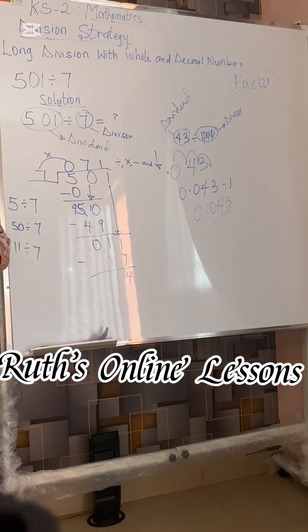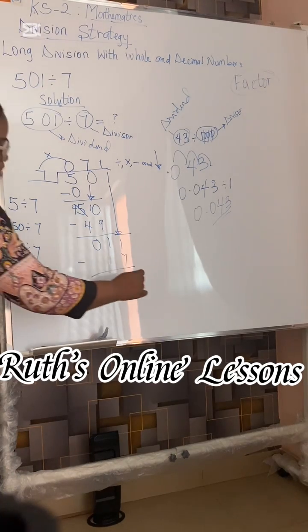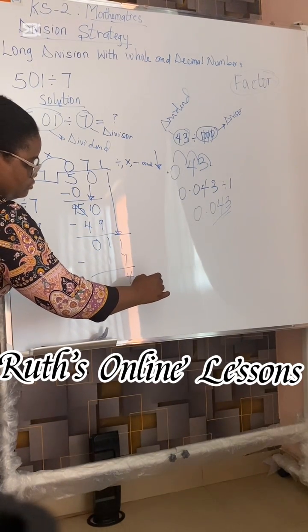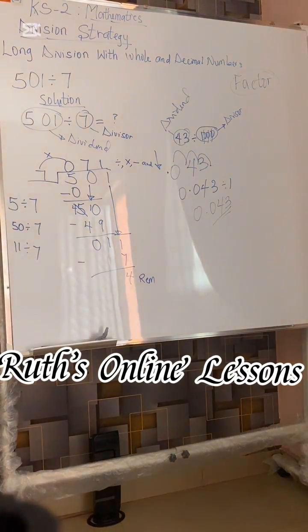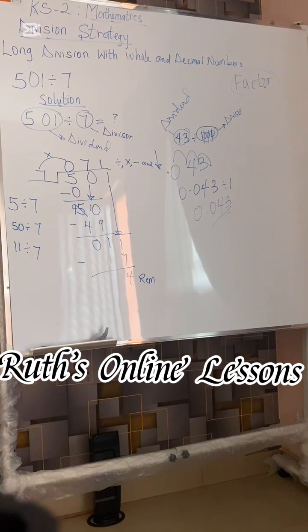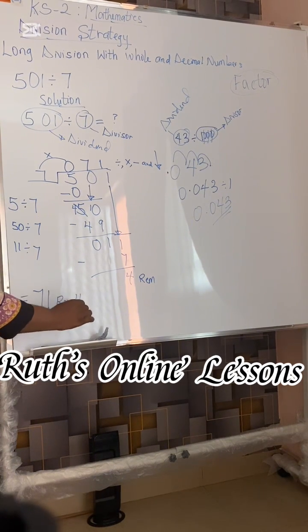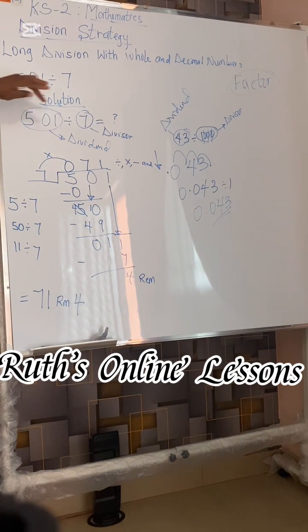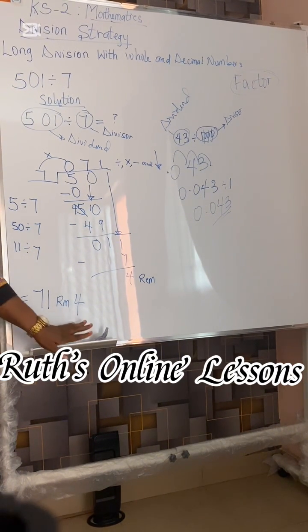So many students will just come here and say, oh, this is the remainder. Okay, this is the remainder, so that they know that this is the same thing as saying 71 remainder 4. That means 7 will go into 501 71 whole times remainder 4.